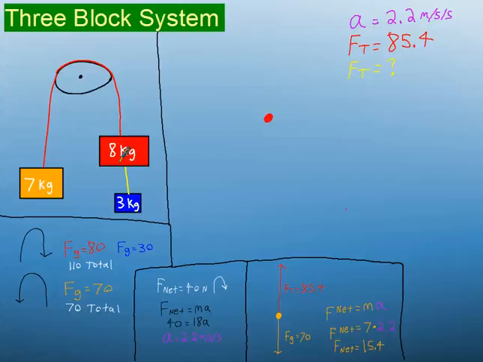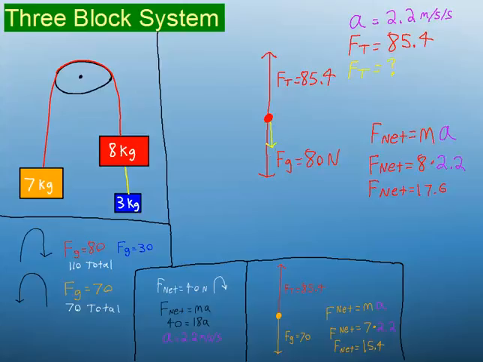So I'm going to individually examine the red block. And immediately we have a downward force of gravity of 80 newtons. We also have an upward force of tension of 85.4 newtons because we already figured out what the tension is in the red rope. And we have a downward force of tension from the yellow rope, and that's what we've got to figure out here. Using Newton's second law, just like on the last one, I get a net force of 17.6 newtons, and we know that net force has to be down because on this side, it's going to accelerate downward.